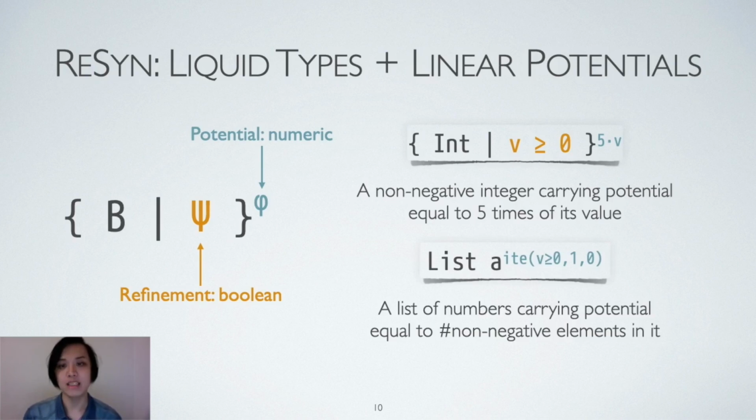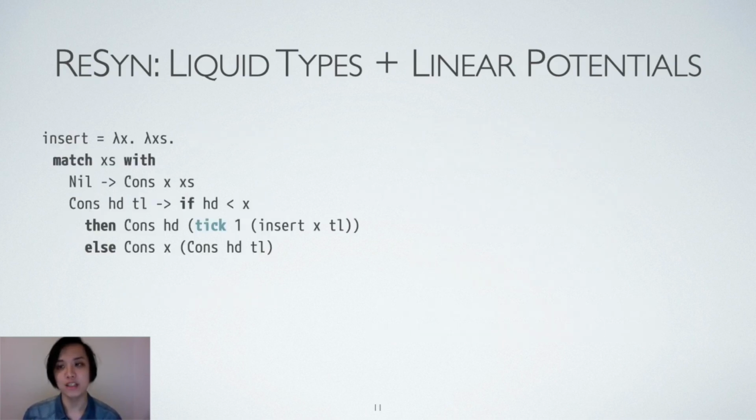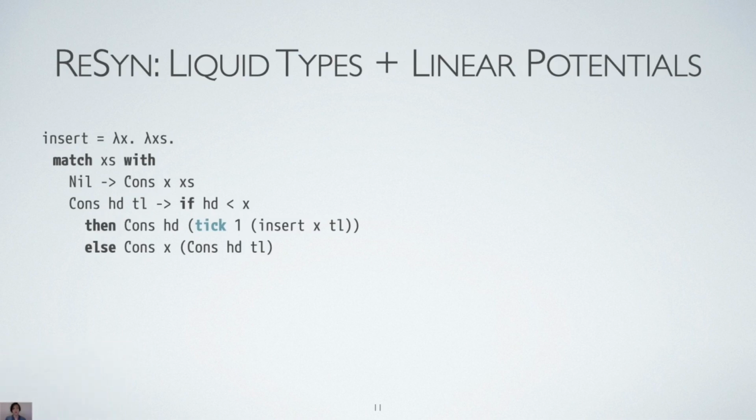The type just shown on the slide describes a list of numbers, where each non-negative element carries 1 unit of potential. With this construct, Reason is able to express and verify value-dependent linear resource bounds. Take a look at the functional program on the slide.